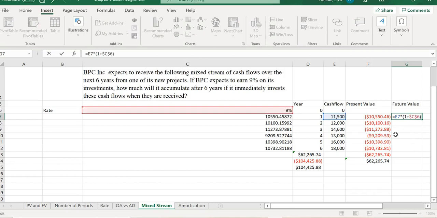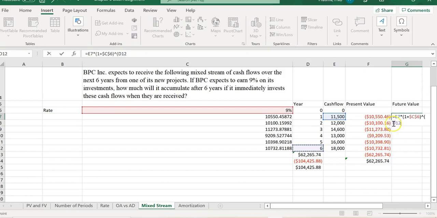Okay. Now, to the power of. Now, for power, we will have the time. Okay. So let's see what that should be. It should be D6. Okay.